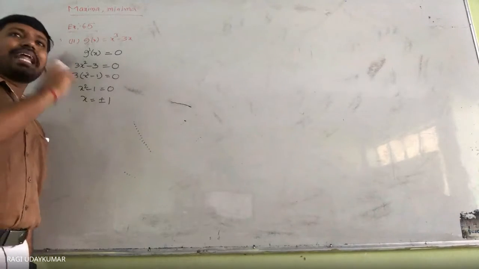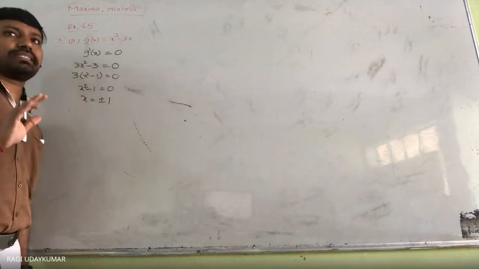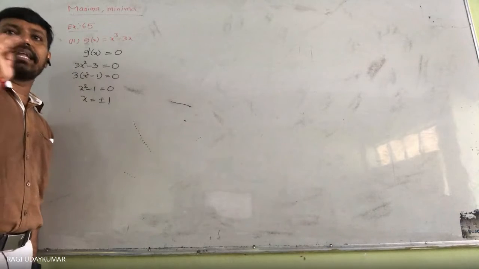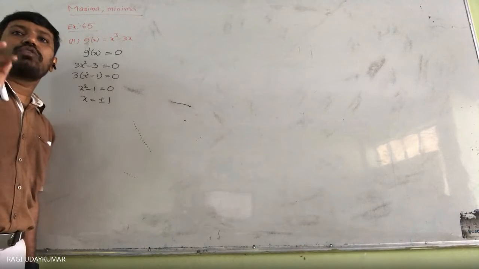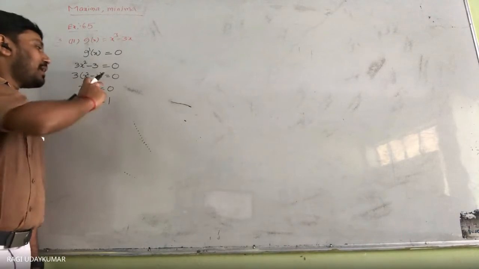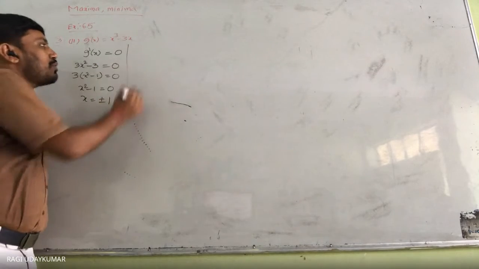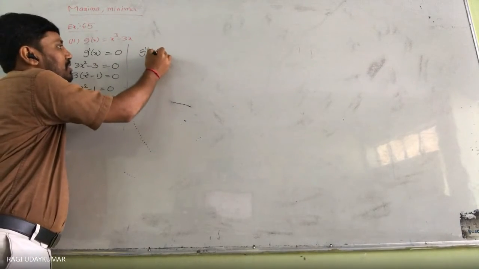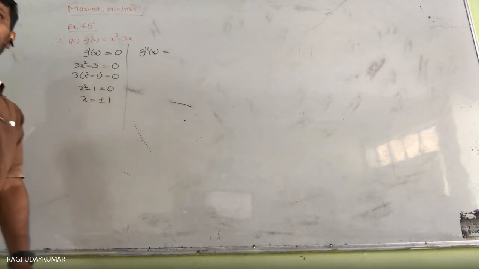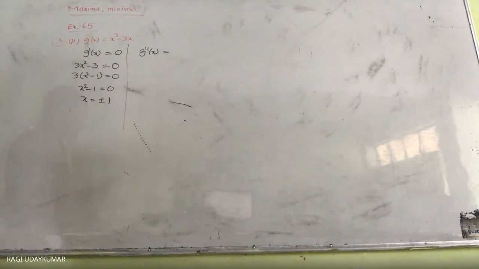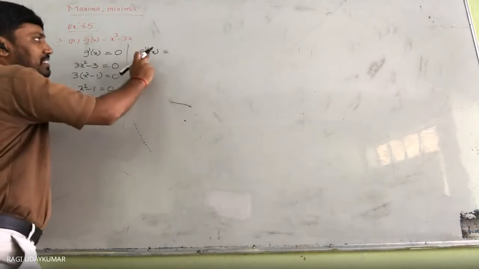If you are observing the graph of x cube minus 3x का graph observe कर लिया तो we are going to have the 2 points here. So now what you have to do, g double dash of x find out. G double dash of x, what do you get here?